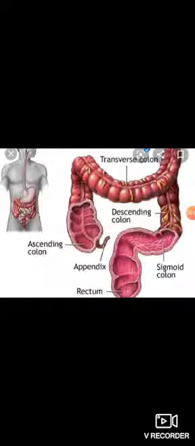Now, number 2, McBurney's point. McBurney's point is the site of maximum tenderness in appendicitis. The point lies at the junction of the lateral 1/3 and the medial 2/3 of the line joining the umbilicus to the right anterior superior iliac spine. It corresponds roughly to the position of the base of the appendix. Previously, we saw it in the diagram.